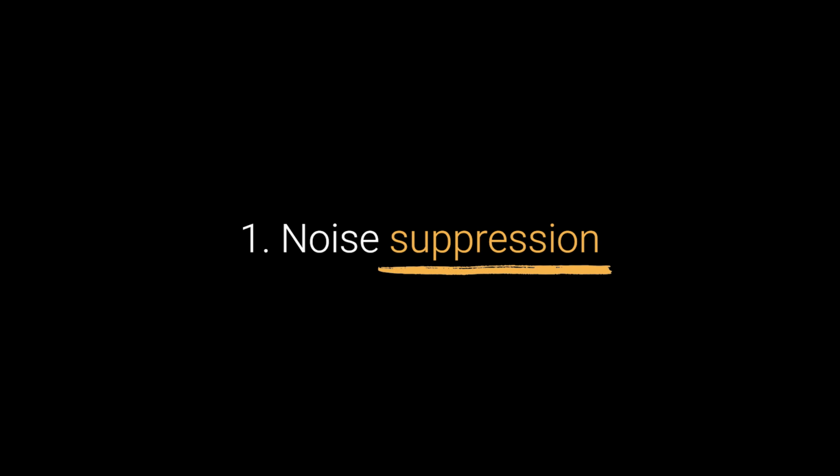Number 1. Noise suppression. Digital modelers such as the Quad Cortex don't have a native noise suppressor function. However, they do use noise gates, and we can use the noise gate in a particular way to have the same effect as a noise suppressor.